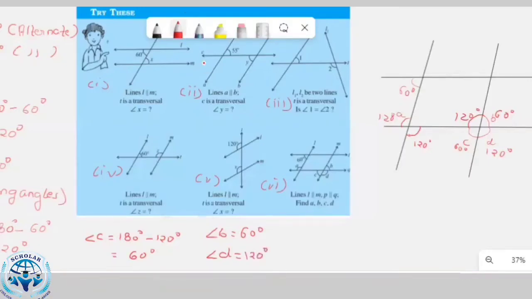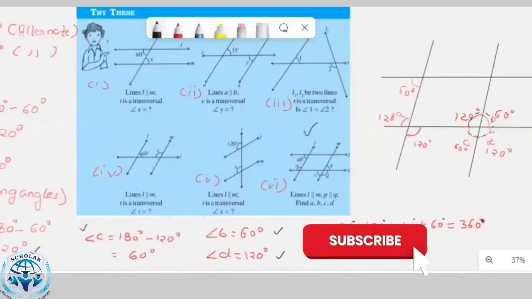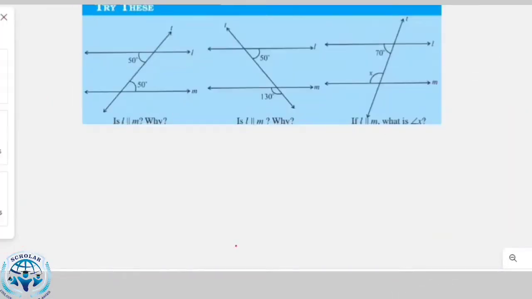Now B and C are equal because they are vertically opposite angles. D will be equal to 120 degrees because it is corresponding as the lines are parallel. We can verify by adding 120, 60, 120, 60. That means B, C, D and 120. The sum of the whole will be 360 degrees. You have to keep in mind all the properties to solve these types of questions.